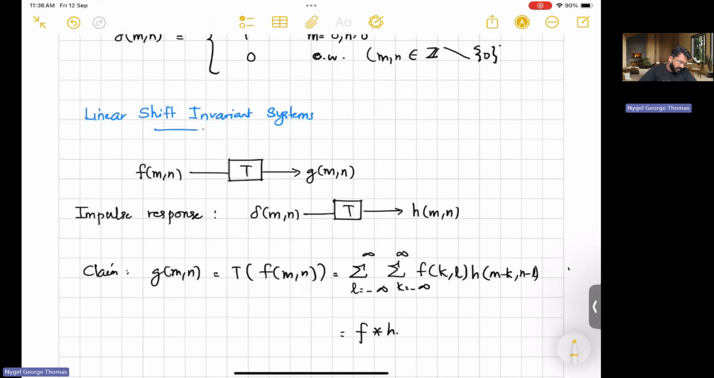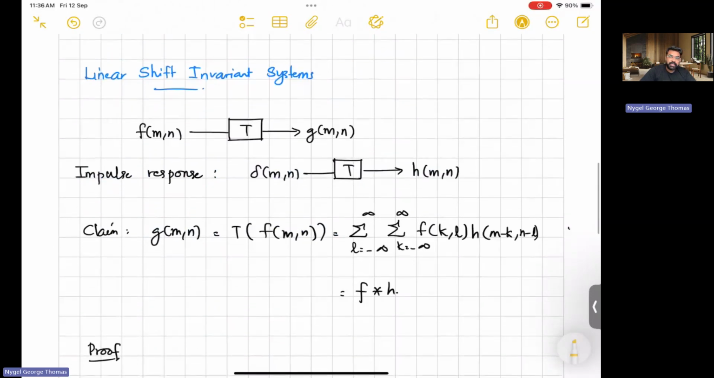Okay, let's continue the discussion on linear shift invariant systems. So we've seen what shift invariant systems are. We also looked at what is known as the impulse response. Basically, the impulse response is the response of a system if we give the input as a canonical delta. Not necessarily canonical delta, but a delta function. But in our case, since we are dealing with discrete systems, we look at canonical delta. So we've also seen how we've defined canonical delta.